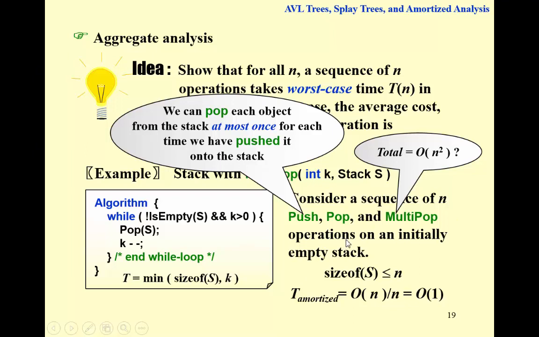So that's how aggregate analysis works. But it works only for some very simple cases like this. For more complicated problems, it's going to be quite hard to actually calculate the total sum. And that's why we have another method called the counting method.